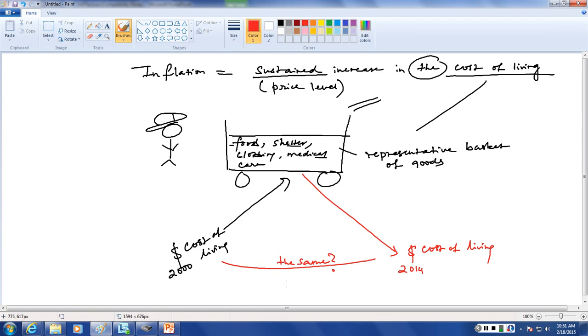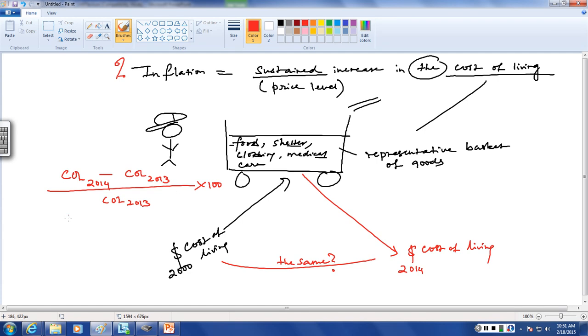So what is inflation then? Inflation would be the following. It would be the cost of living in 2014 minus the cost of living in 2013. Remember, we have to express this as a percent. Inflation is a percentage figure. So that's the difference in the cost of living between the 2 years, correct? We express this as a percentage of what the cost of living used to be. And that is your rate of inflation between this year and the last year.